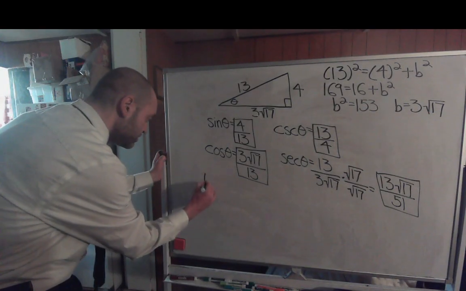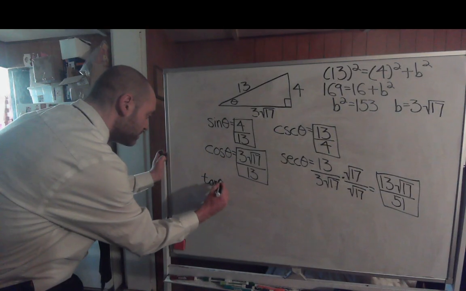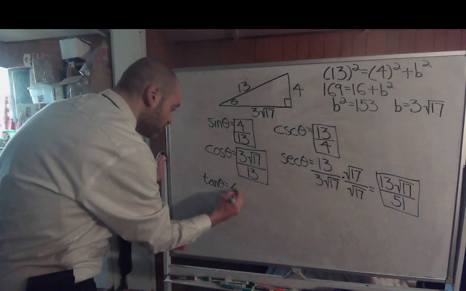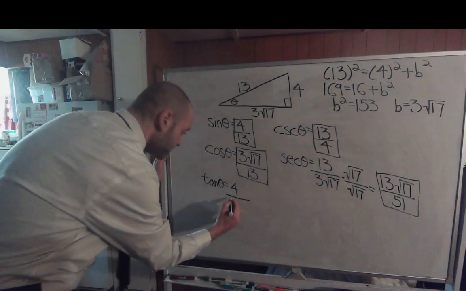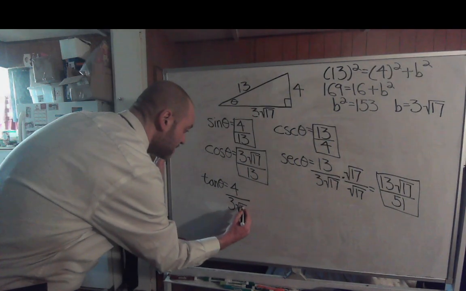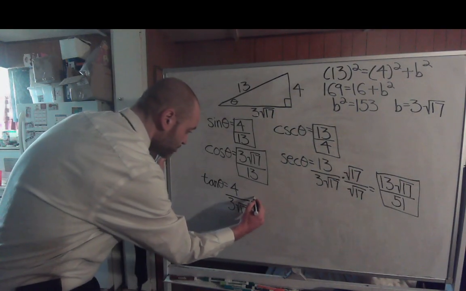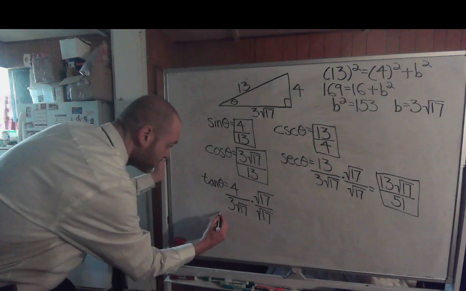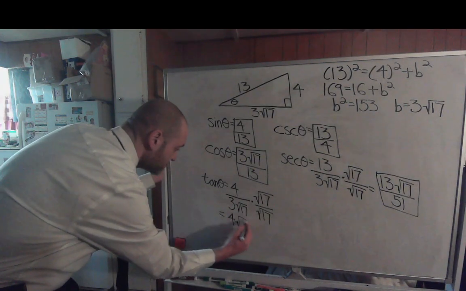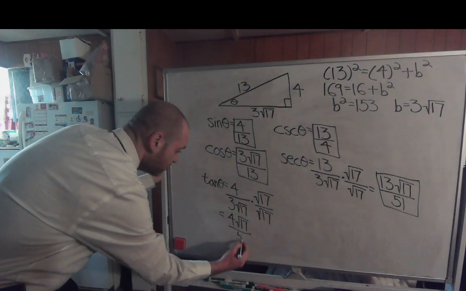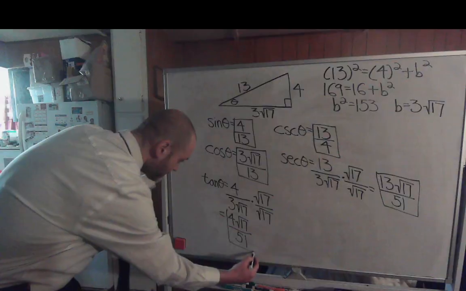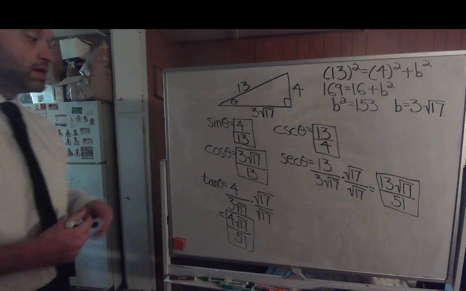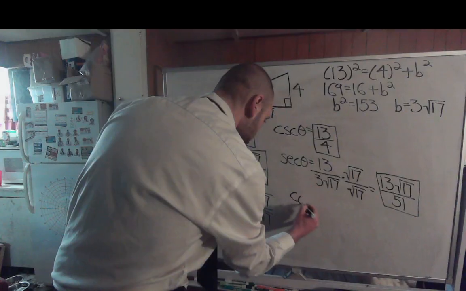All right, let's find the tangent. The tangent of theta equals the opposite side of 4 all over the adjacent side of 3 times the square root of 17. So go ahead, again, rationalize your denominator. So times the square root of 17 over the square root of 17. This is going to simply equal 4 times the square root of 17 all over 51. So the tangent of theta is 4 times the square root of 17 over 51, which means now we can find the cotangent of theta.